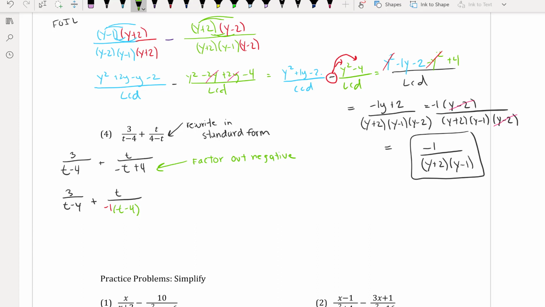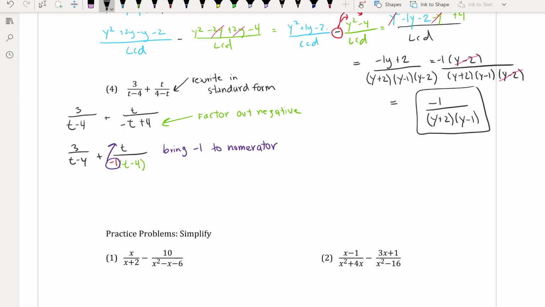And what's really great about this is that -1, I can actually bring that to the top. Bring -1 to the numerator. That is the only number that can move from the denominator to the numerator without any problems, okay? So I really have 3 over t minus 4 plus -t over my t minus my 4, which gives me 3 minus t over t minus 4.